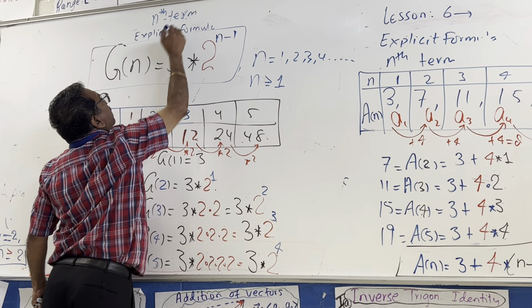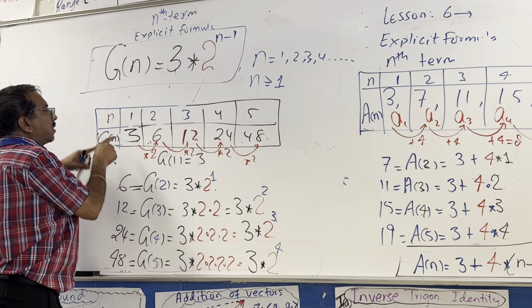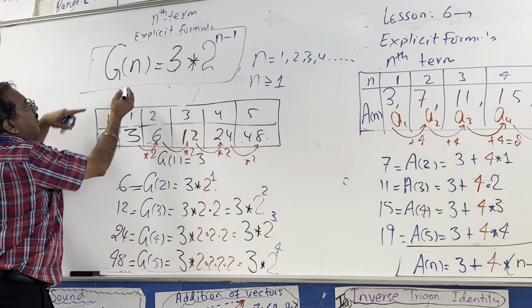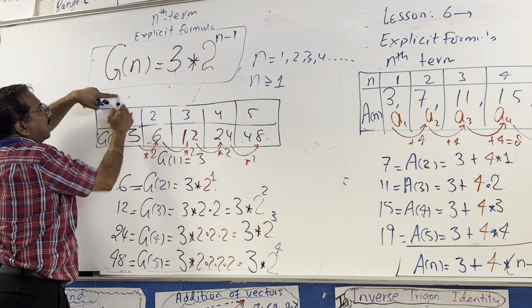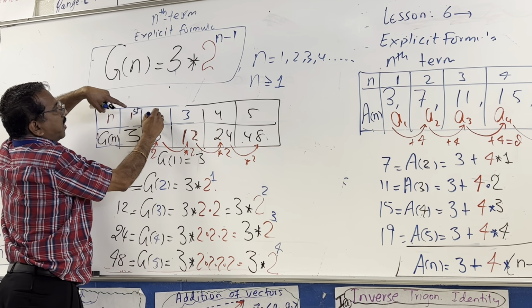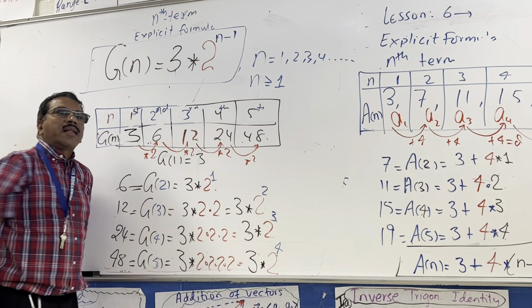So nth term means maybe the fourth term. So this is how you write it. This is the first term, second term, third term, fourth term, fifth term. That's all we say. This is called nth term. Basically it means the number at nth position: the first position, the second position, the third position, the fourth position, the fifth position, and that's how you do it.